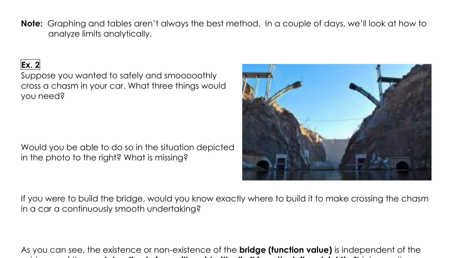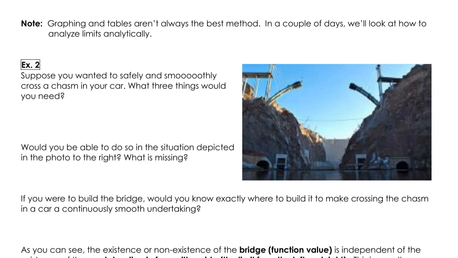And then graphing, we saw that that could be misleading. It looked like the function existed at 2. And if you don't have a graphing calculator, that could be a little tricky. So in a couple days we'll look at how to analyze limits analytically. Okay, before that though, we're going to refer to this picture a couple times in this chapter.